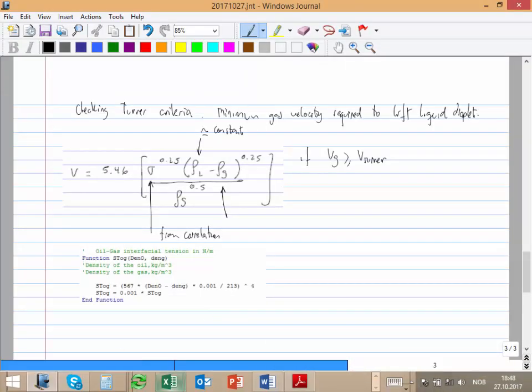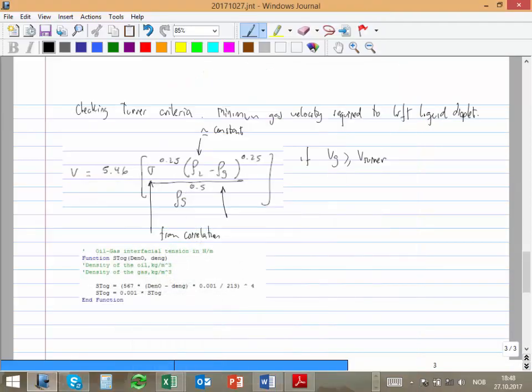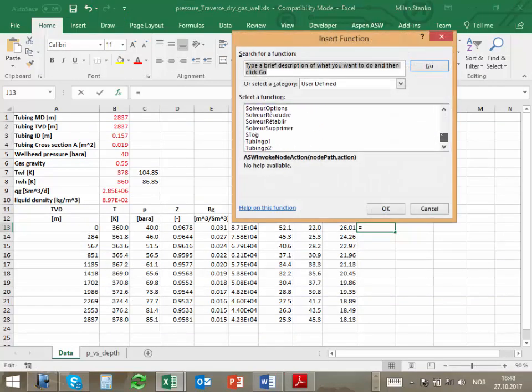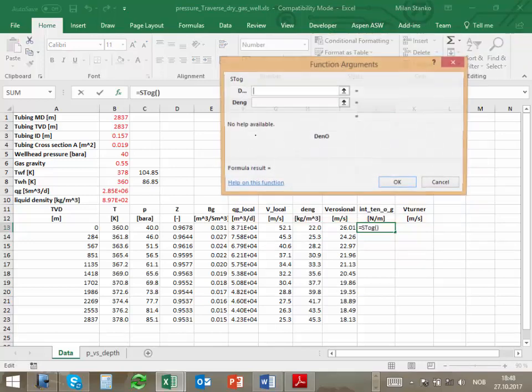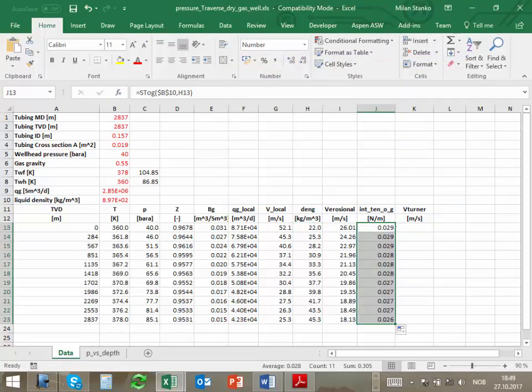Okay, so let's see that function. It's called STOG. Interfacial tension, sigma. So I call it here, STOG, and that requires the density of the liquid, and the density of the liquid I gave it here, 897. I block it. We are assuming that doesn't change too much with pressure. And then the density of the gas here, and enter. Okay, there is some variation, but not much. From 29, that's dyne per centimeter, to 26.